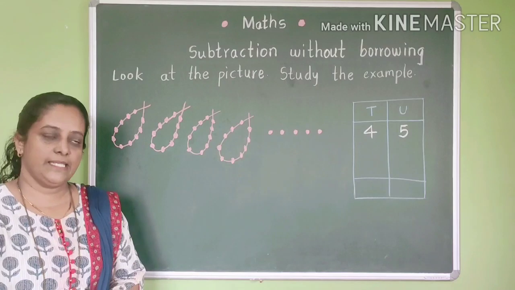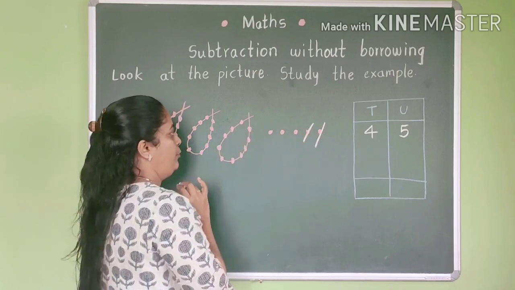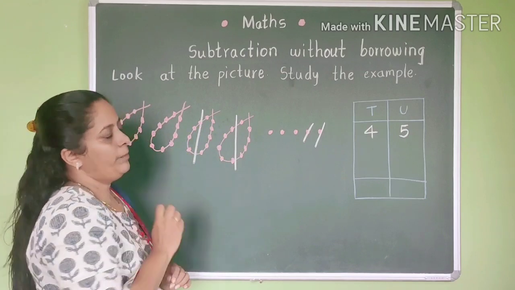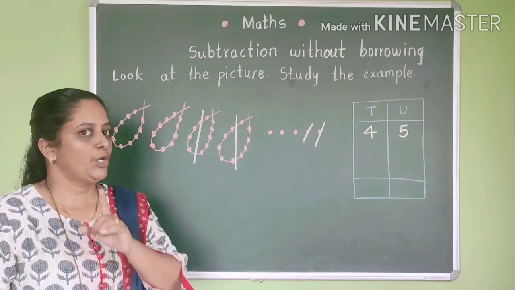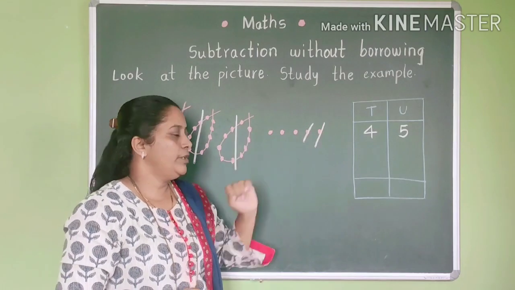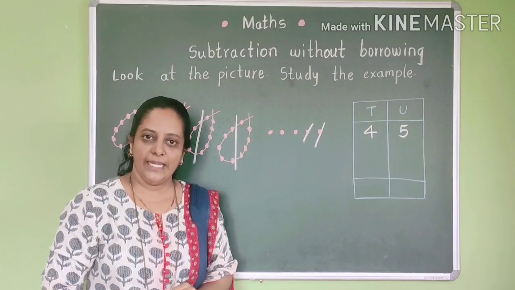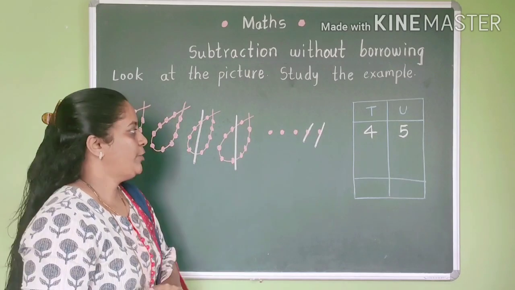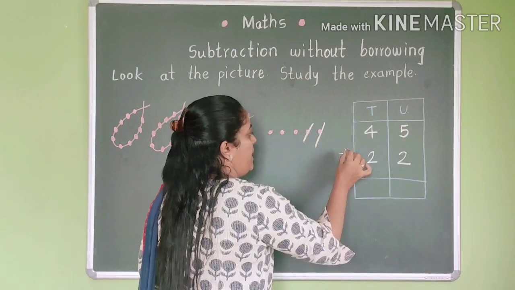Now I'm going to cancel some beads. I'm cancelling here 2 beads from units and 2 strings of beads from tens. Now tell me how many tens are cancelled here? Good. There are 2 tens cancelled. And how many units are cancelled here? Very nice. There are 2 loose beads cancelled here. So we have cancelled total 22 beads.